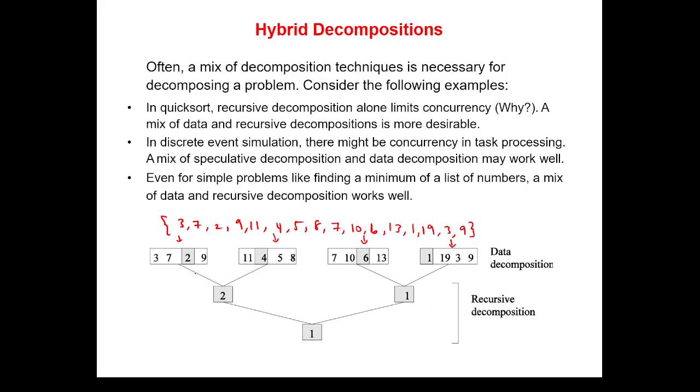Okay, kita menggunakan minimum. Contoh, dekat set ni kita ambil 2. Dekat set ni kita dah pilih antara 11, 4, 5, 8, yang mana paling minimum, which is 4. Antara 7, 10, 6, 13 ialah 6. 1, 9, 3, 9 dia adalah 1. Jadi antara 2 dengan 4, so kita menggunakan recursive technique. So 2 dengan 4 mana minimum, which is 2.